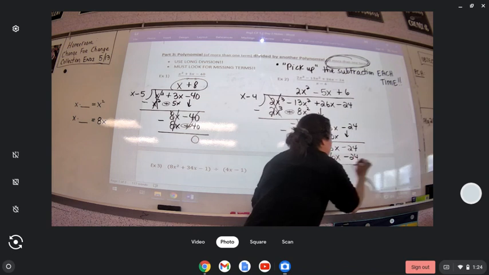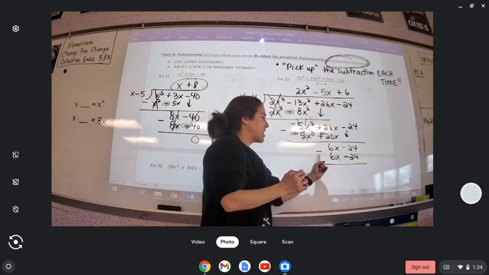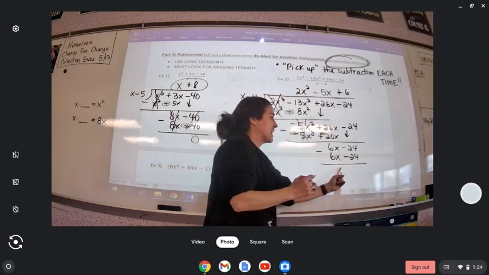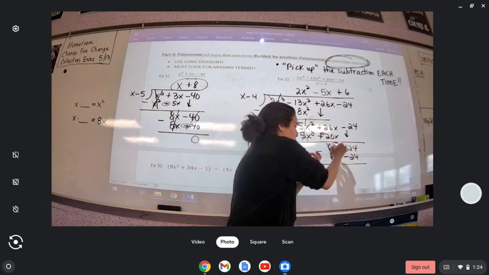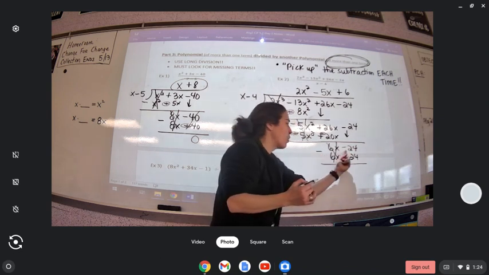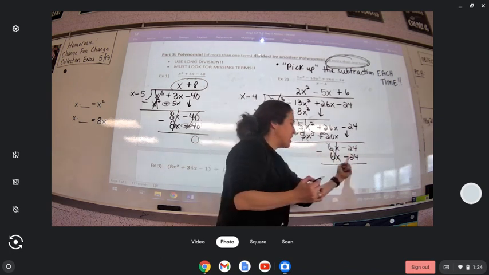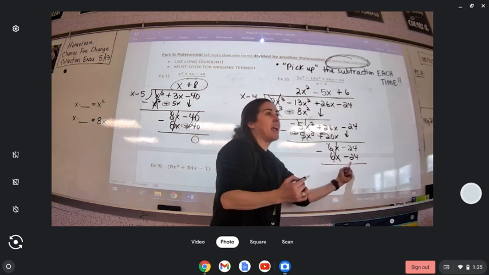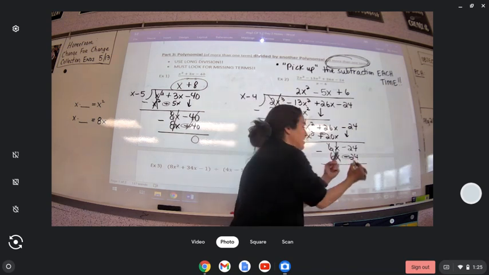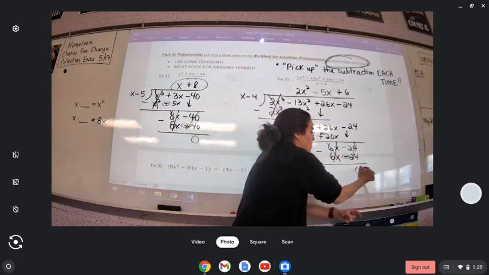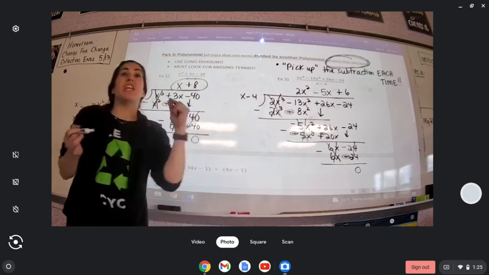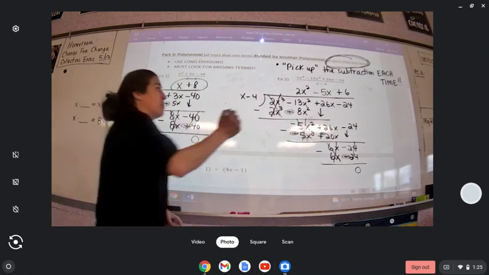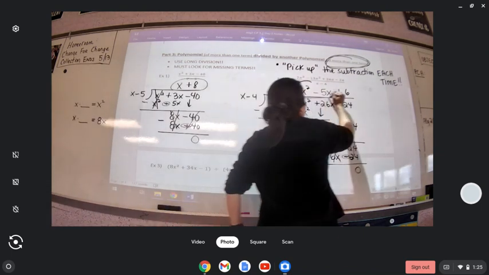All right, let's subtract and see what's left. What's 6x take away 6 x's? Big 0. They cancel. Negative 24, subtract negative 24. What happens to minusing a negative? Turns to a plus, and it cancels. Remainder 0. So what is the answer to this division problem? 2x squared minus 5x plus 6. Perfect.